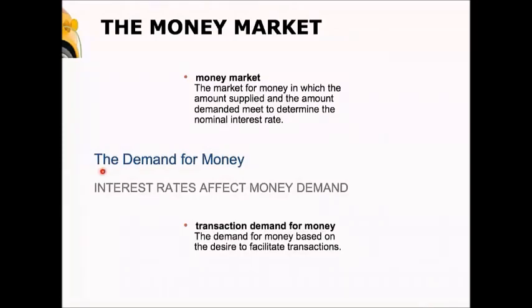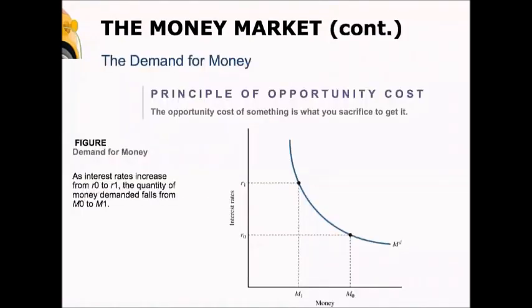Now, the demand for money is what we're going to look at first. Why do people hold money? People hold money because they want to buy goods and services. So the transaction demand for money is the demand for money based on the desire to facilitate transactions. But as interest rates go up or down, the amount of money an individual wants to hold will change. The reason for this is the principle of opportunity cost.